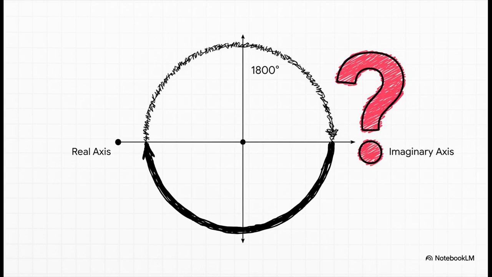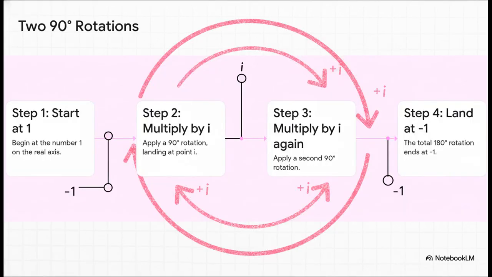What if we just define one? Let's just create a new operator, a command that means rotate 90 degrees counterclockwise. And let's give that command a name. We'll call it I.